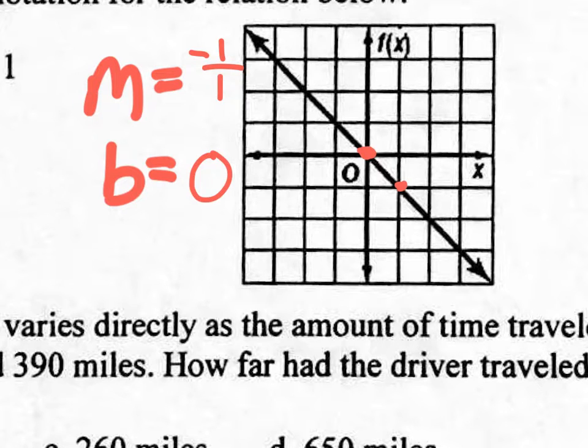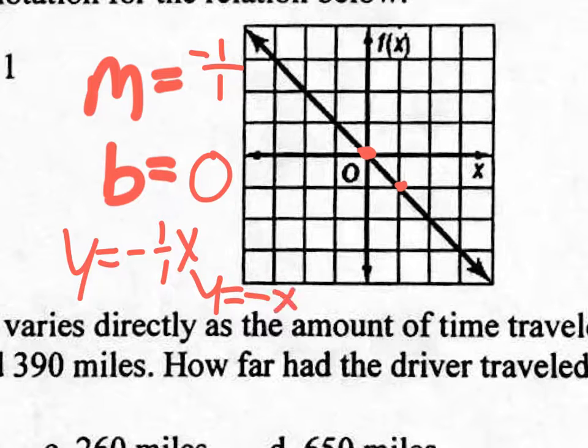So now all you got to do is write your equation: y equals -1 over 1 x plus 0. So you don't even need the plus 0. As a matter of fact, you don't even need the -1 over 1. You could just say y equals -x.